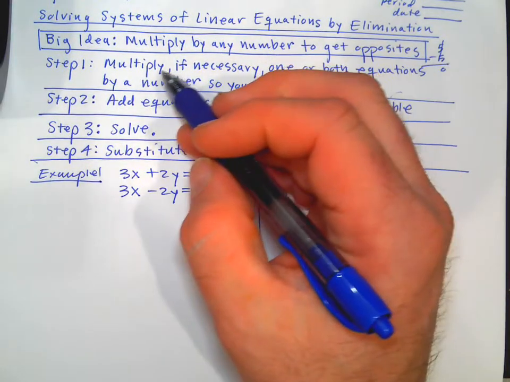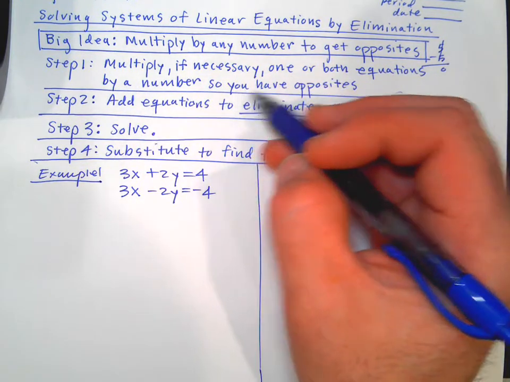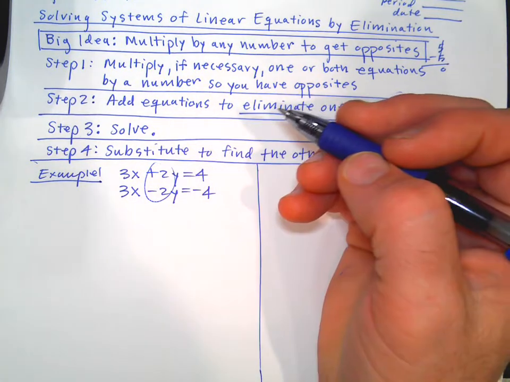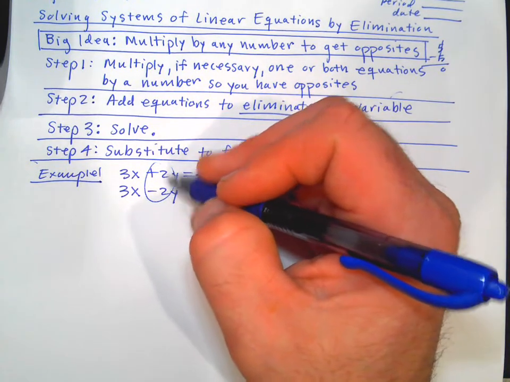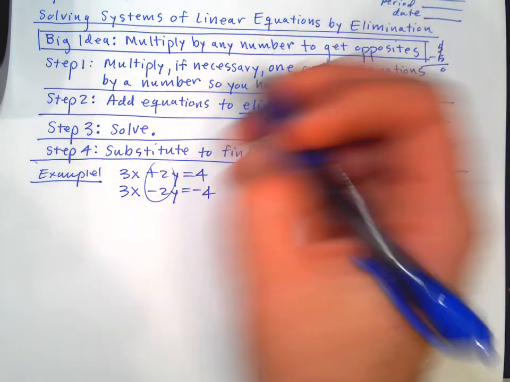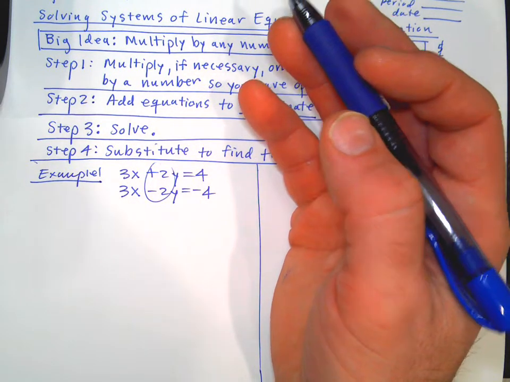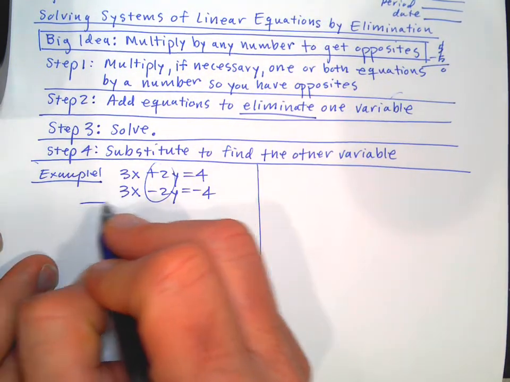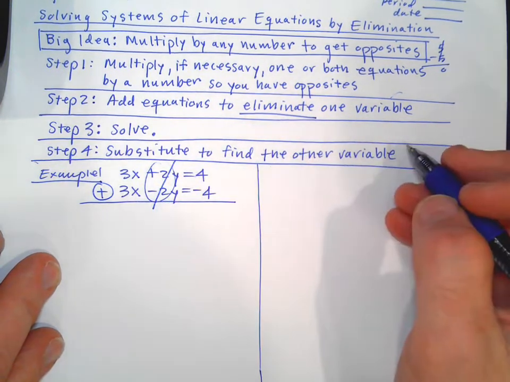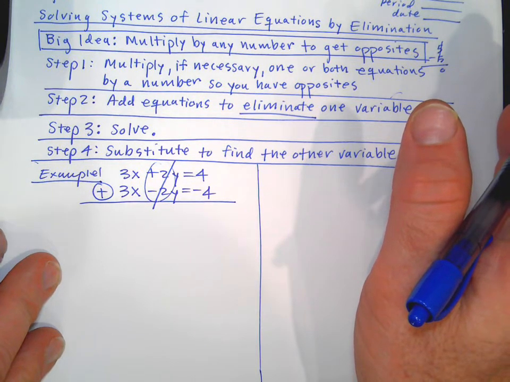So the first step, multiply if necessary one or both equations by a number so you have opposites. Now if you look here, we already have opposites right there. Positive 2y, negative 2y. They're opposites. If you add them together, they cancel out. The x's aren't opposite. You'd have to multiply one by a negative, which you could do, but why would you waste what they have here? So we're going to add these together. Step 1 is pretty much done. It's already ready to go, or sometimes it will be that nice.